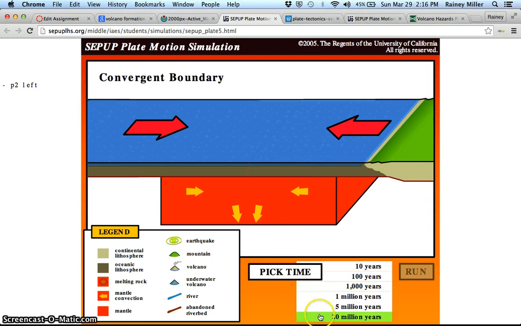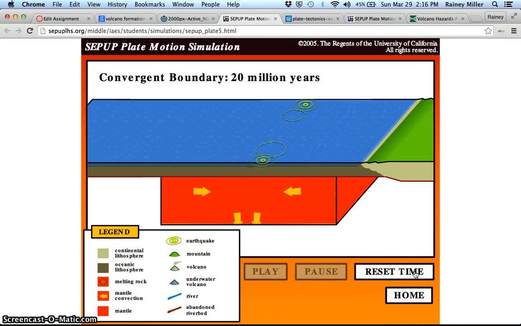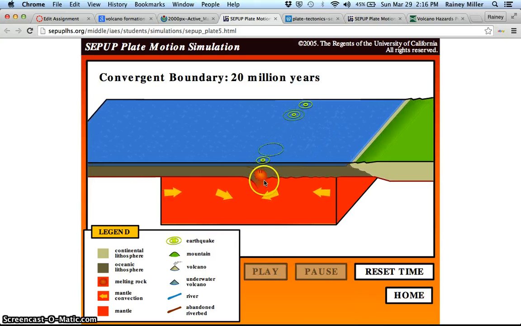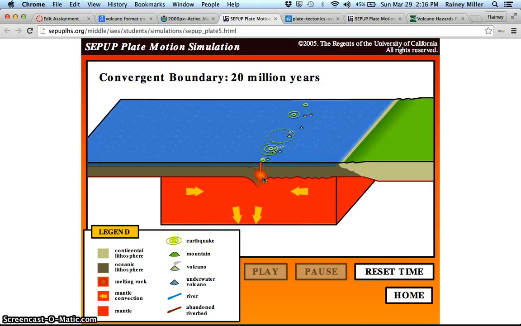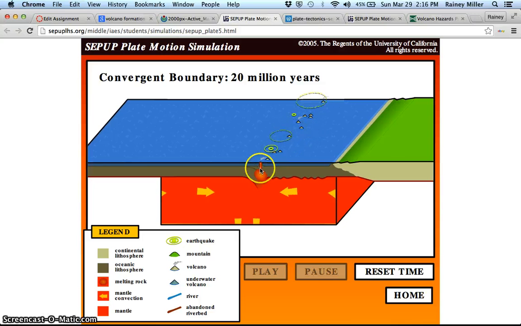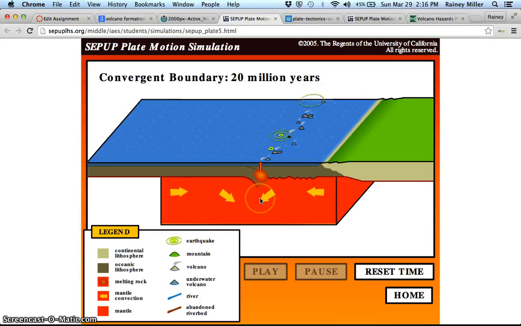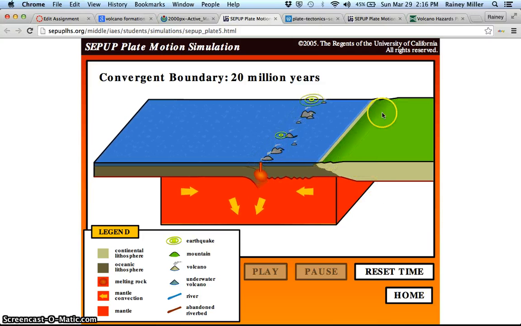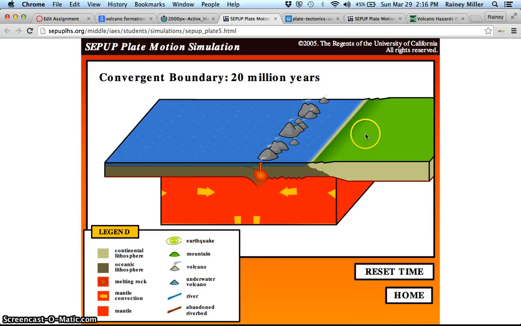So if I go to 20 million years and I run this, yes, we have the earthquakes and stuff, but you can see the plate that's going underneath. You can see where we have the magma melting, and you can see all the little volcanoes that are popping up because that less dense magma is rising up to the surface, and that's creating volcanoes. Now this can happen whenever the ocean plate is going underneath of this other land plate here. This is just the example that they have.